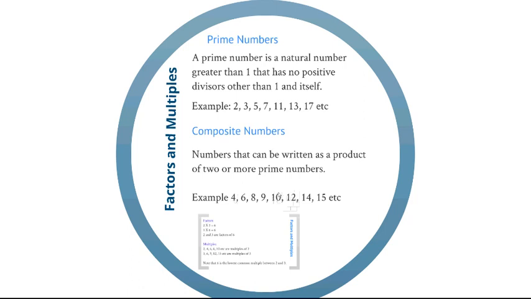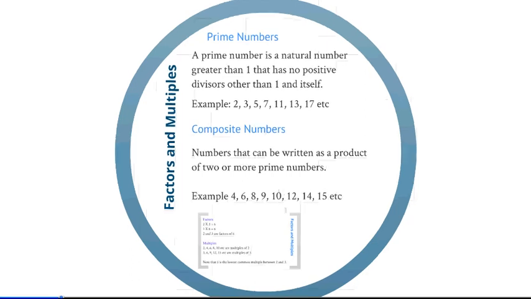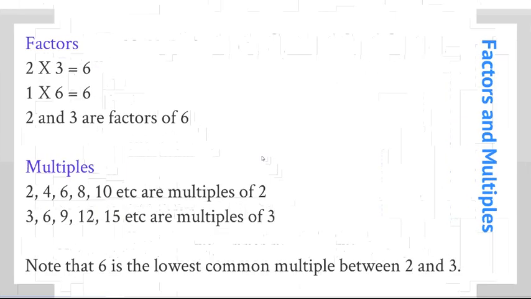Similarly, you can write 10 as 2 times 5. And of course, both 2 and 5 are prime numbers. Next, I define factors. If 2 times 3 equals 6, we say that 2 and 3 are factors of 6. 1 times 6 equals 6. 1 and 6 are also factors of 6.